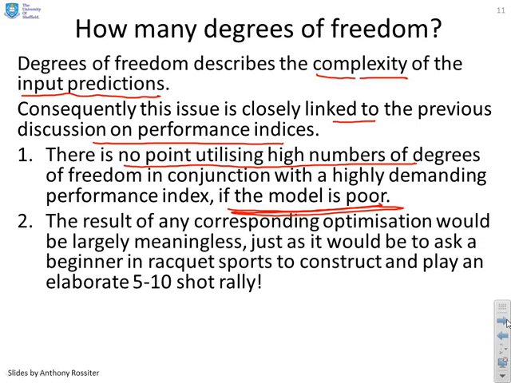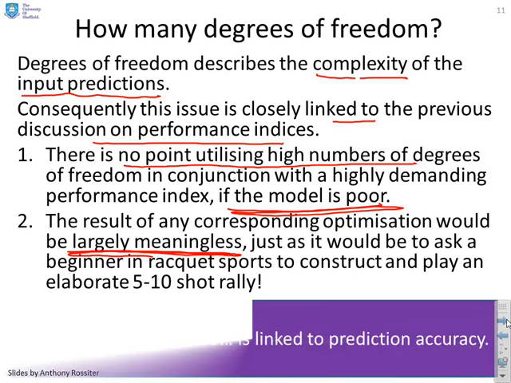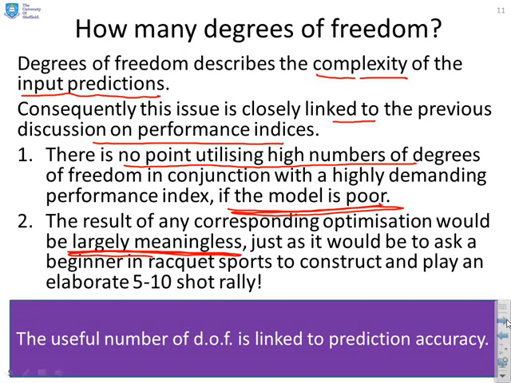Now, the result of any corresponding optimization would be largely meaningless. That's the key point. So if you've got a poor model, but you use a very demanding performance index and lots of degrees of freedom, the solution you get will not mean very much. Okay, so the useful number of degrees of freedom is actually linked to how accurately you can predict. If you can't predict accurately, then there's no point having lots of degrees of freedom.